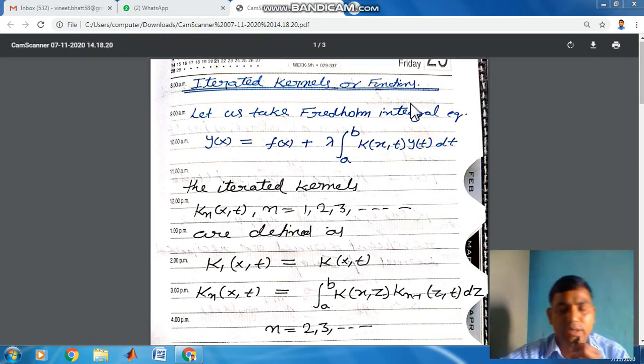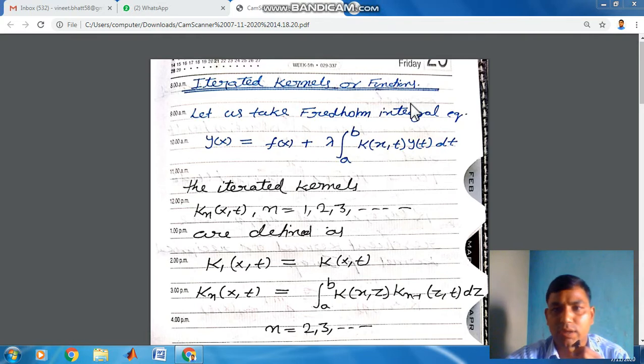Okay, good afternoon students. Today we will learn about the iterative kernel of a function, or the iterative kernel of a linear integral equation. Let us take the Fredholm integral equation, in which k of x comma t is the kernel.